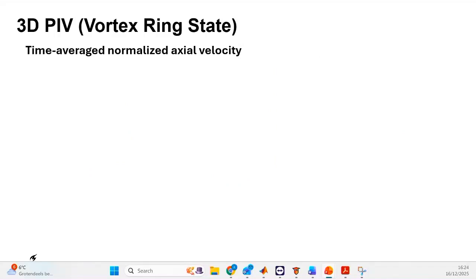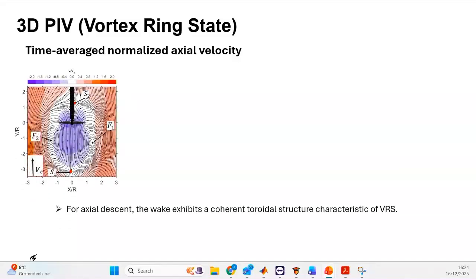In particular, I'm going to show the axial velocity, which we normalize with the hover-induced velocity. So this figure is the axial velocity when we have axial descent, when the inclination is 0. And for a specific descent velocity, in this case 7.5 meters per second, all the cases have the same velocity. Otherwise, we cannot compare the axial condition with the inclination conditions.